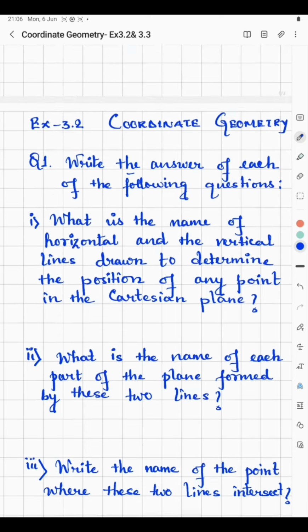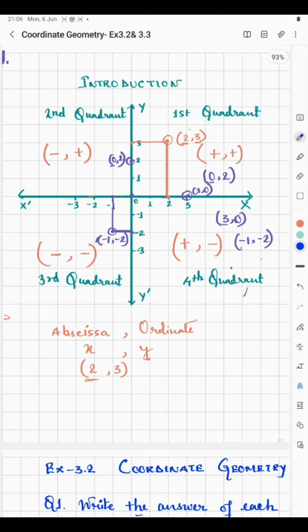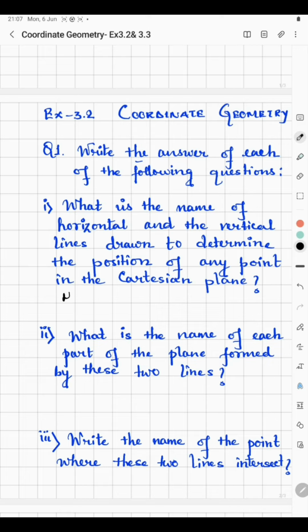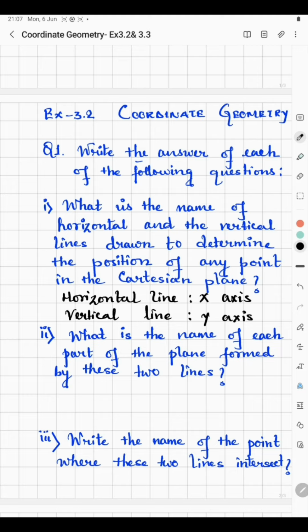We have seen this in the introduction video. The horizontal line is known as the x-axis and the vertical line is known as the y-axis. So we'll write, horizontal line is called x-axis and vertical line is called y-axis. Okay, now coming to the second part.